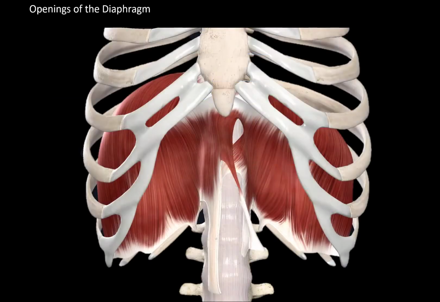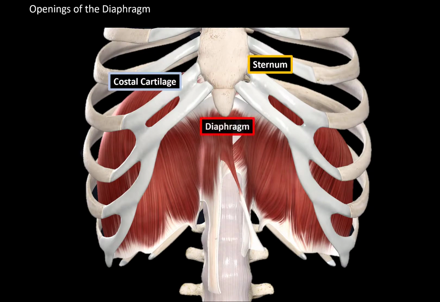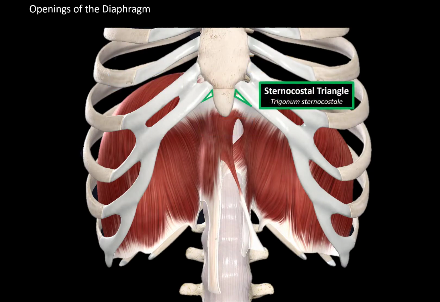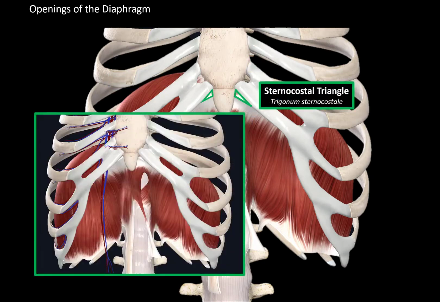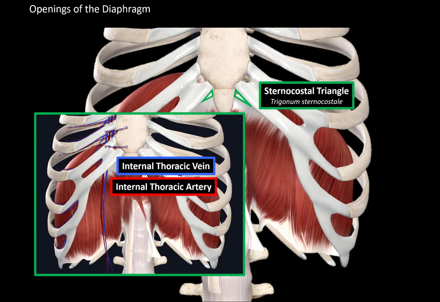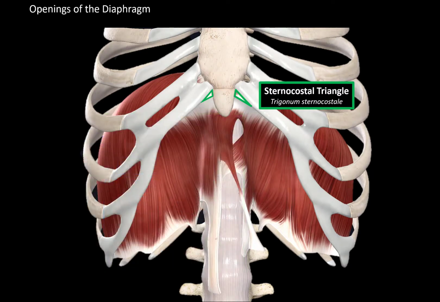Then we have other small openings of the diaphragm. You see we have the costal cartilage, the sternum, and the diaphragm. These three structures are going to form a triangle called the sternocostal triangle. Through the sternocostal triangle, mainly you're going to see the internal thoracic vein and the internal thoracic artery. So that's this one. The next triangle is a little special one.